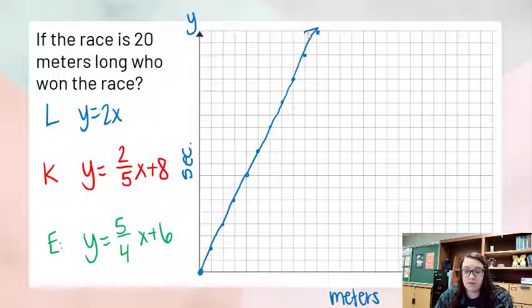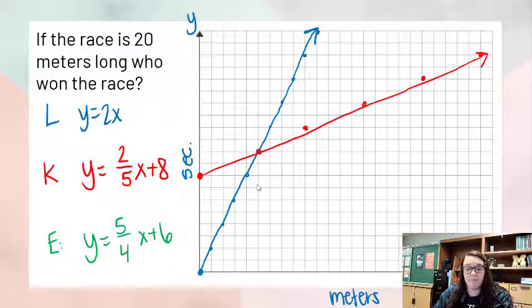Not too bad. All right, now we've got Kristin. So she started at 8 meters. So she gets to start way up here. 1, 2, 3, 4, 5, 6, 7, 8. And she rises 2 for every 5. Rise 2, run 5. 1, 2, 3, 4, 5. Count them out, take your time, use precision on these type of problems. All right, so there is my Kristin line.